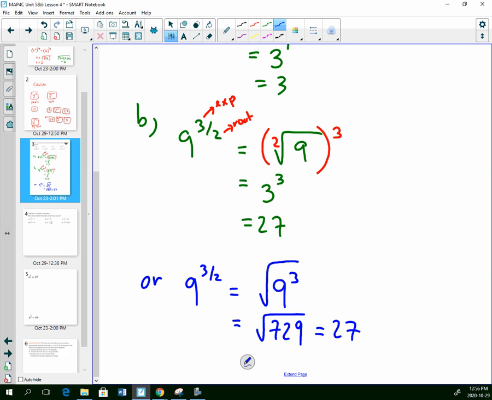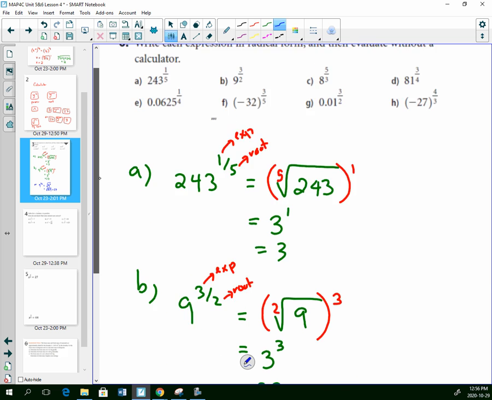Right? So I still end up with the same result, but I think it's easier to do the root first so that you're working with a smaller value. And that means if you don't have a calculator handy, you could always do it in your head. Okay? So either way is fine, but I would suggest you do the root before the exponent.